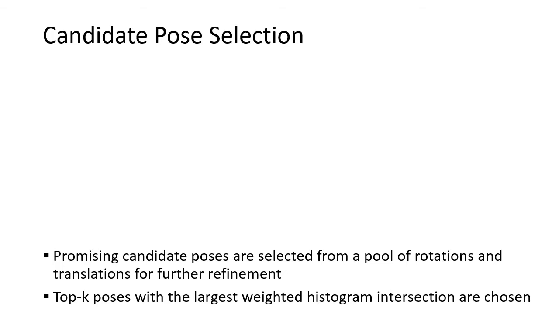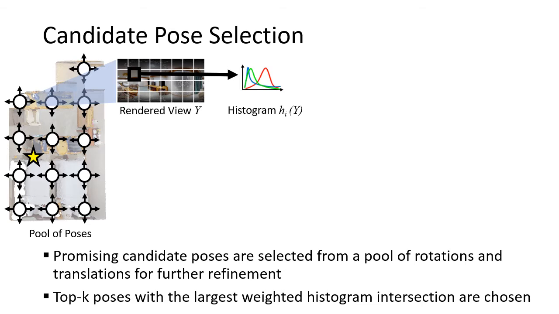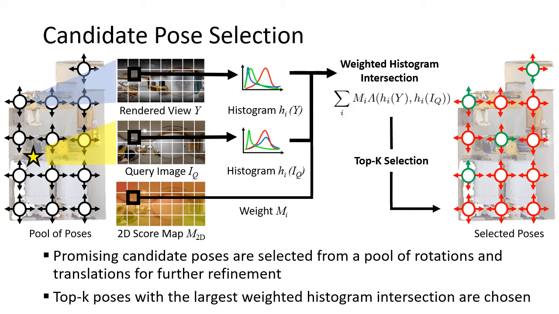Now I will describe how CPO uses score maps for localization. For candidate pose selection, CPO leverages the 2D score map. Given a pool of translations and rotations, CPO renders a synthetic view for each pose and computes the patch-wise color histograms. The histograms are compared against the query image through weighted histogram intersection, where the patch-wise histogram intersections are weighed with the corresponding 2D score map values. Finally, the top K poses with the largest intersection values are selected for refinement.